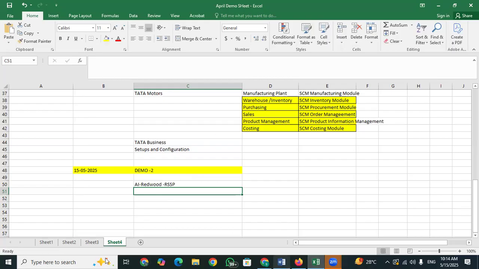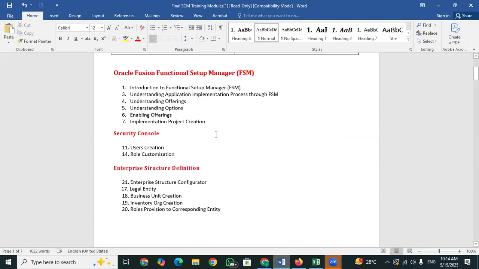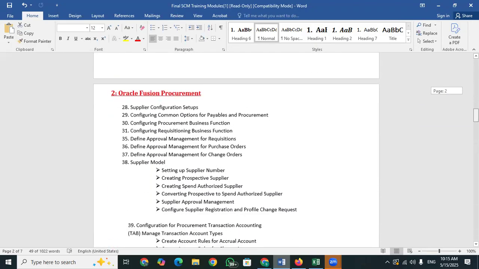Clear? PIM related, we have item creations. I'll show you at the document level, in the inventory right at the start. We have item creations, item catalogs, asset items, expense items, and item organization, the master item organization. This is all about the item related, product management related functionalities and setups. From PIM, we have these major functionalities, and by using them we always make transactions with the different modules.